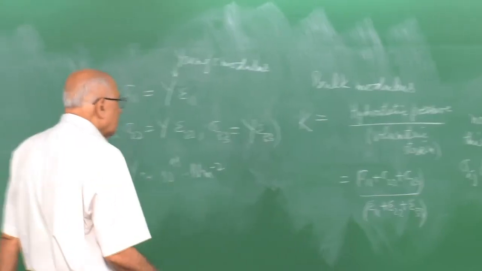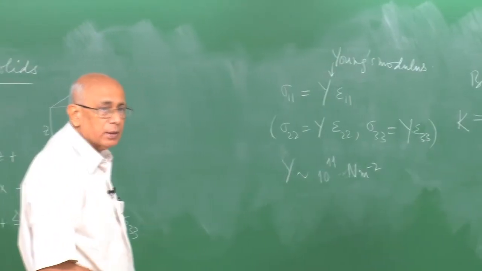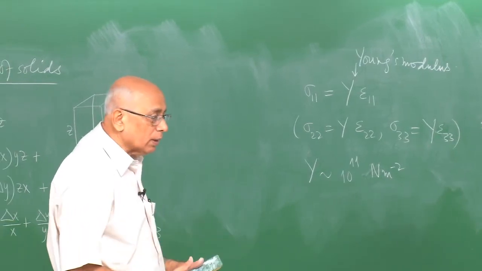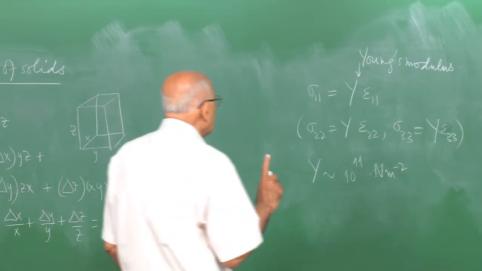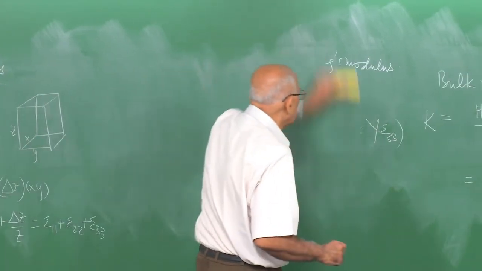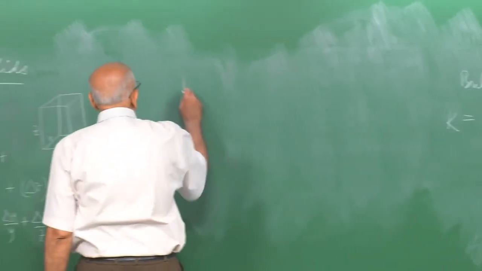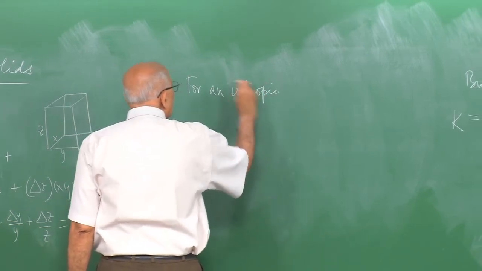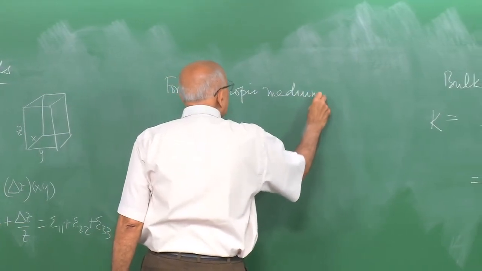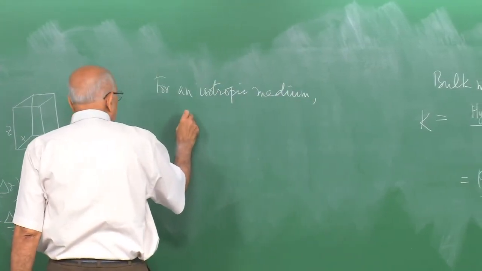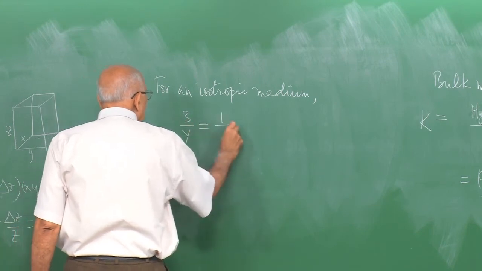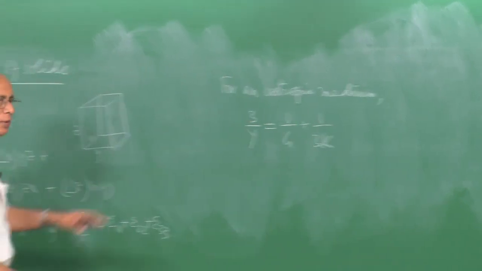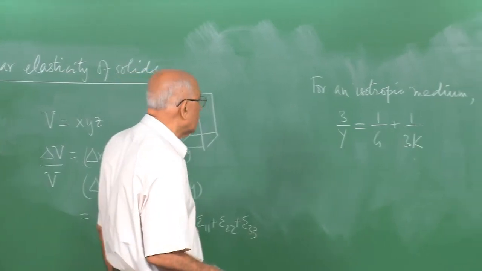And the shear modulus is again the shear stress divided by the shear strain. And as I said, for an isotropic medium, there's just one shear modulus, one bulk modulus and one Young's modulus, and the 3 are related. So the relation between them goes like this. For an isotropic medium, 3 over Y equals 1 over G plus 1 over 3K. That's not very hard to prove. In fact, we'll partially prove it in a very short while.